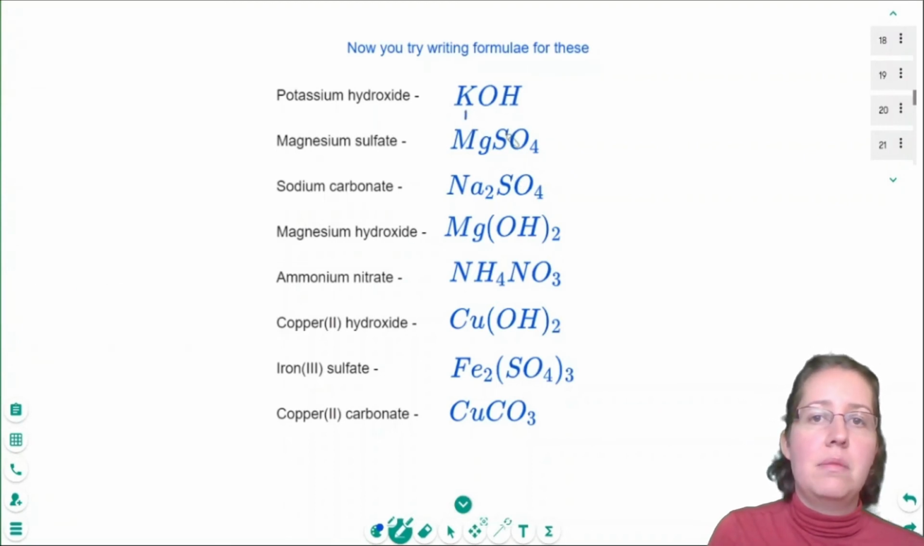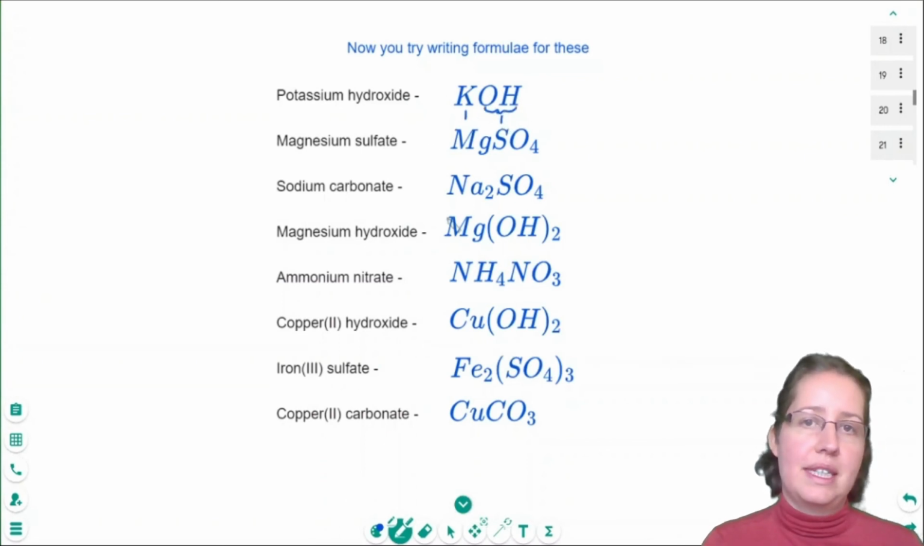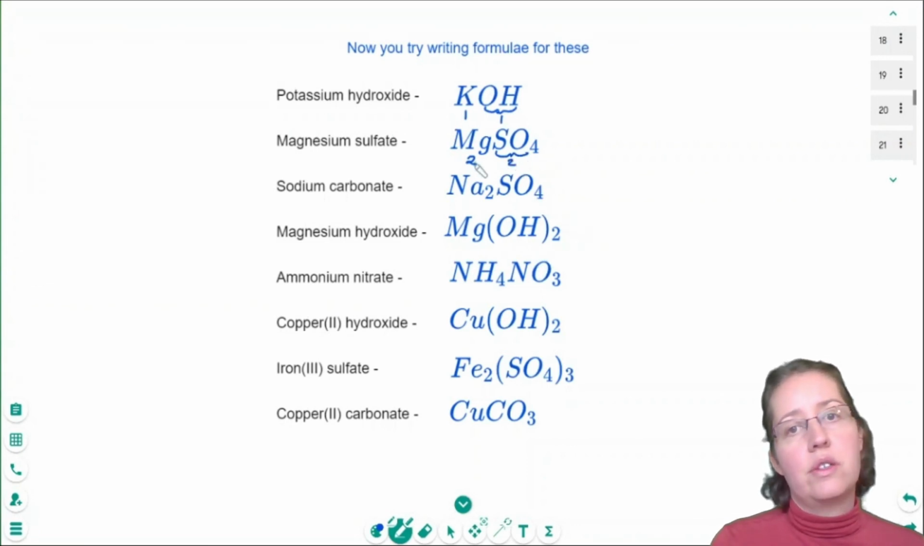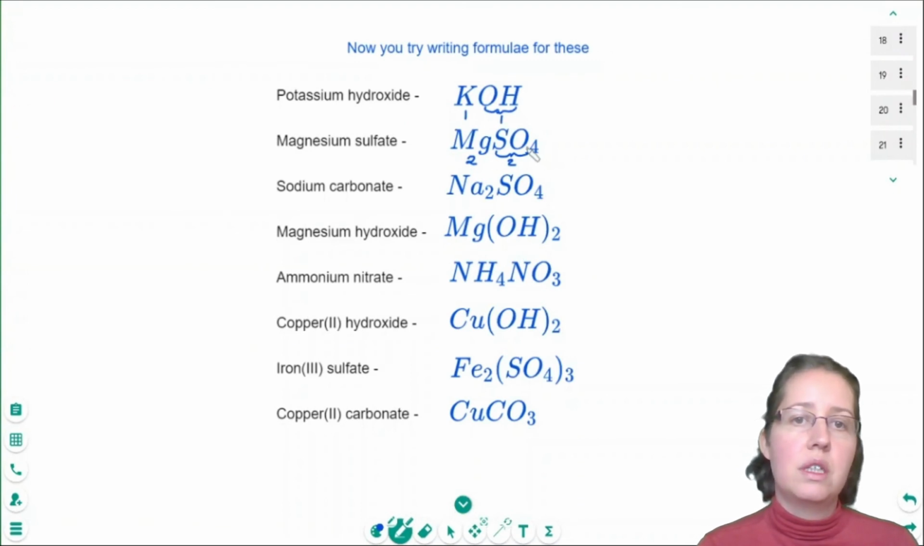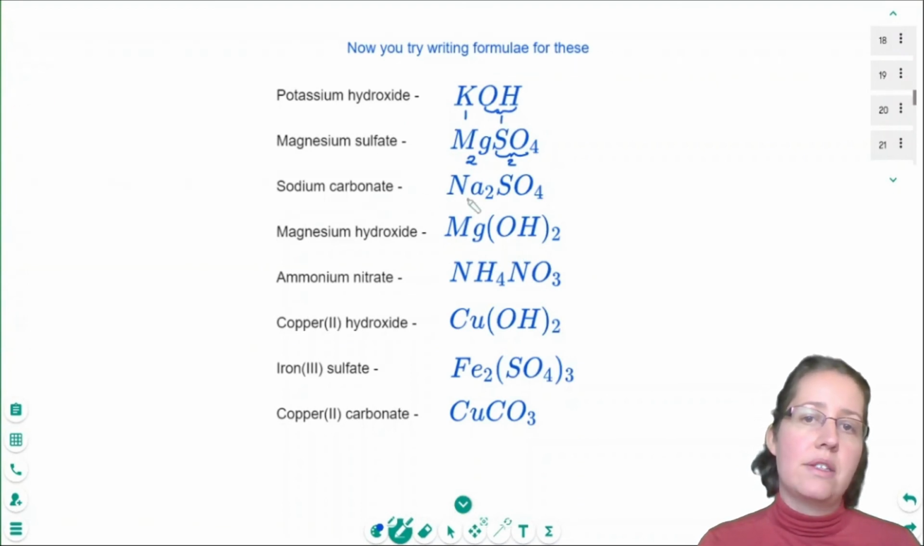So potassium, valency 1, hydroxide is OH with valency 1, so the 1s disappear. Magnesium sulfate, magnesium group 2, sulfate SO4 has valency 2, so the 2s get cancelled down to 1s, so we get MgSO4. Sodium sulfate, sodium group 1 has valency 1, sulfate valency 2, so when we crisscross we get Na2SO4.